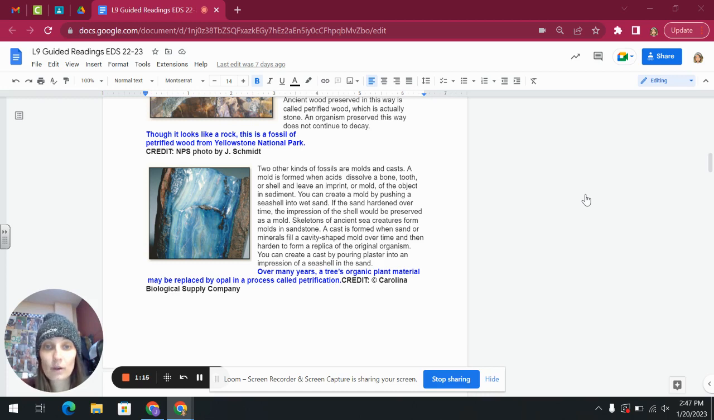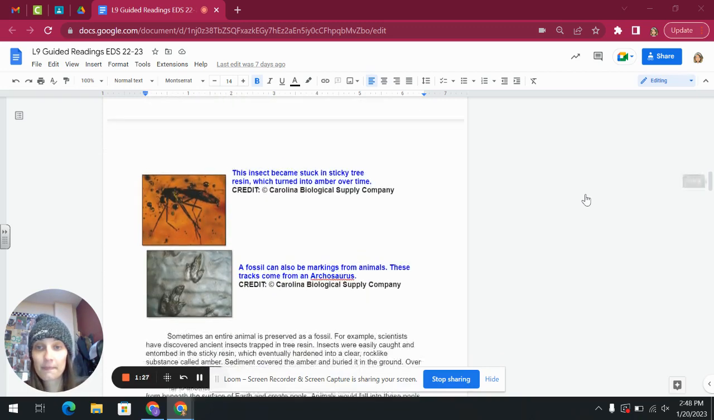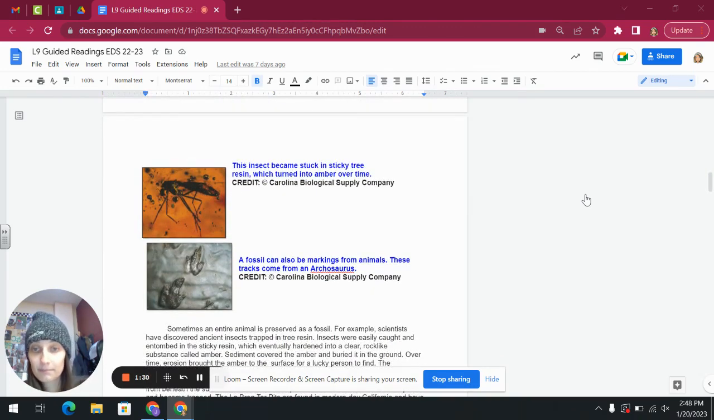A cast is formed when sand or minerals fill a cavity-shaped mold over time and then harden to form a replica of the original organism. You can create a cast by pouring plaster into an impression of a seashell in the sand. You can see that you have some pictures here.